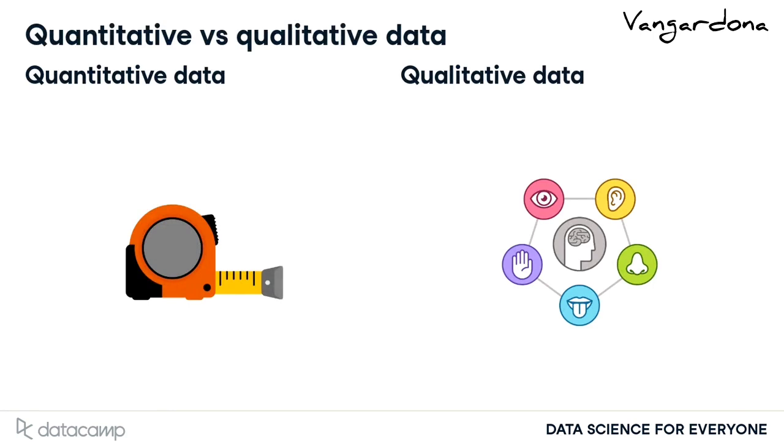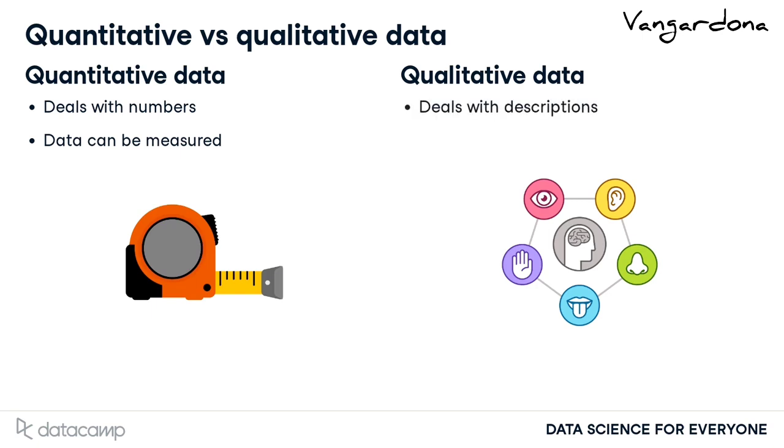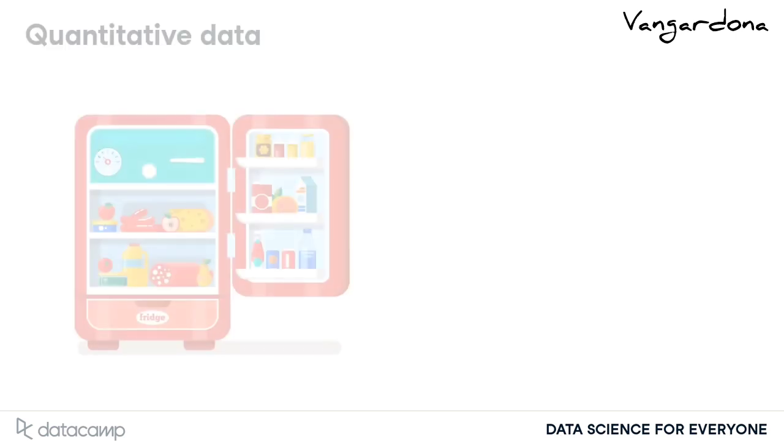It's important to understand the key differences between both. Quantitative data can be counted, measured, and expressed using numbers. Qualitative data is descriptive and conceptual. Qualitative data can be observed, but not measured. Now that we know the differences, let's dive into each type of data with a real-world example.